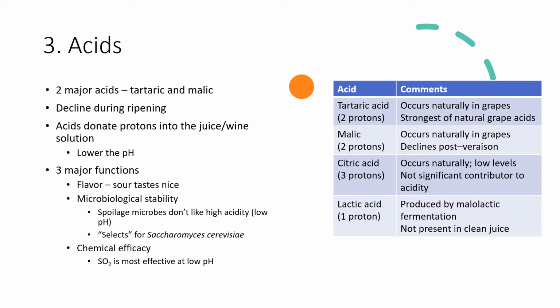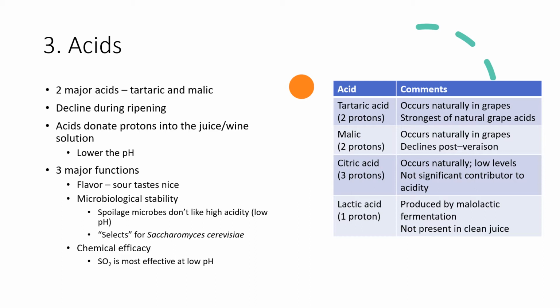So these acids, what they do in juice and wine is they donate protons into solution, which lowers the pH of the solution. And these acids have 3 major functions. Flavor, because the tartness or sourness of a wine is a really essential component of the flavor, especially important for white wines and rosés. They also help with microbiological stability because they're forcing down the pH. Spoilage microbes don't like high acidity or low pH. So these acids are really helpful.